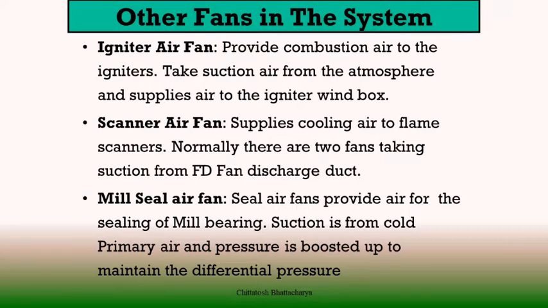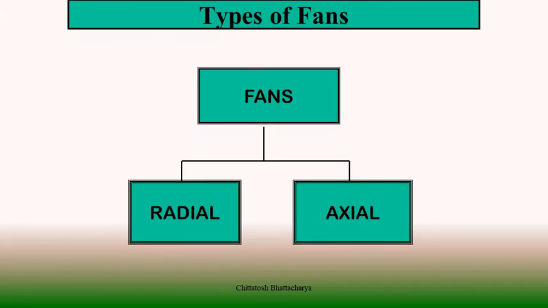We can classify the fans according to direction of flow into two categories. One is called radial, another is called axial. In a radial fan, suction is axial and discharge is radial. That's why it is called a radial fan. And in case of an axial fan, suction is along the axis and discharge is also along the axis. That's why it is called an axial fan.